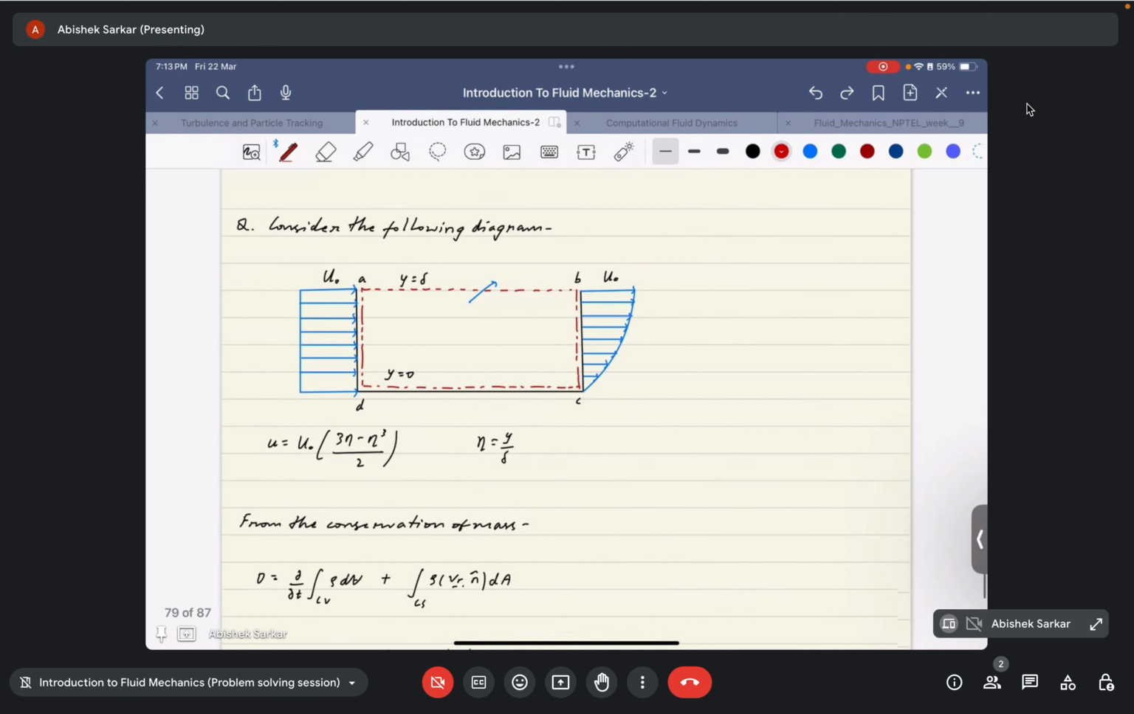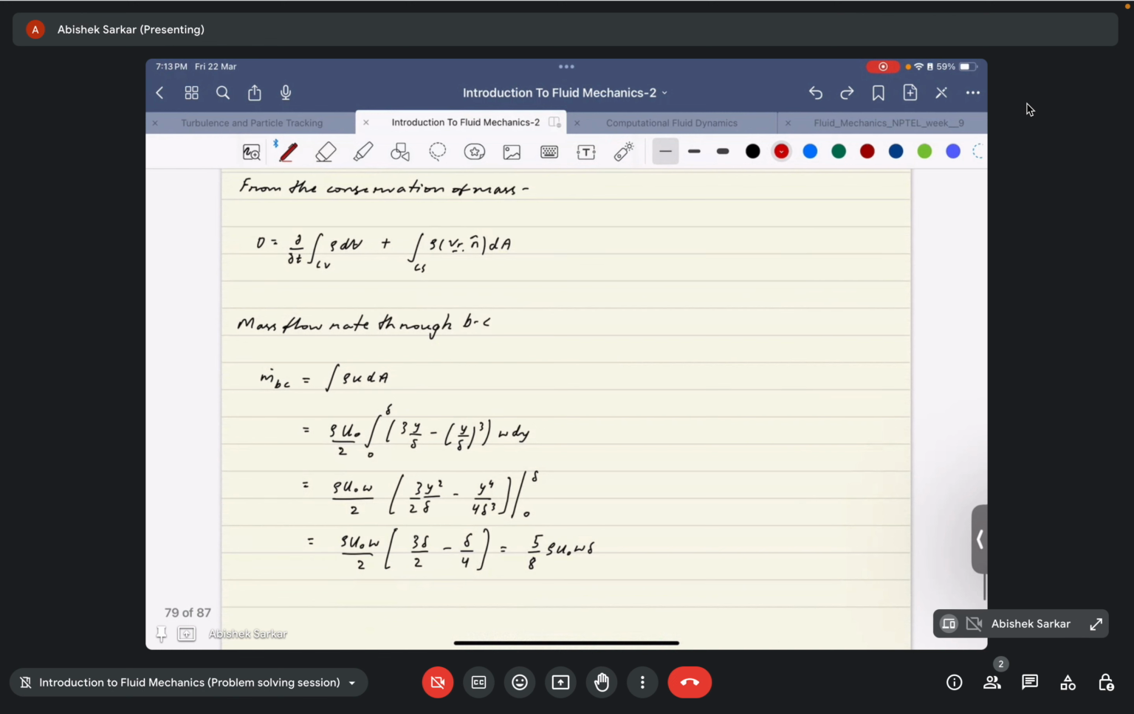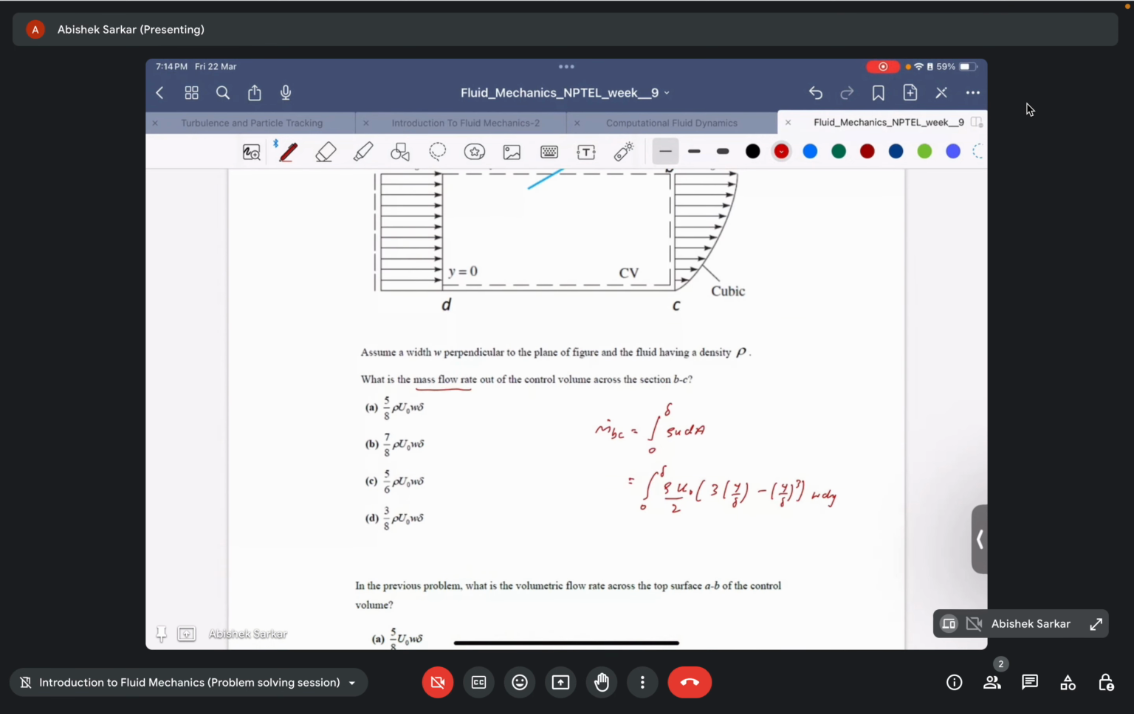Once you put the integration limits, you will get that the mass flux out of BC is equal to 5 by 8 rho u0 W delta. It's a very simple integration, so you can pause and check in the video. Once you do that, you will get the correct option to be option A.